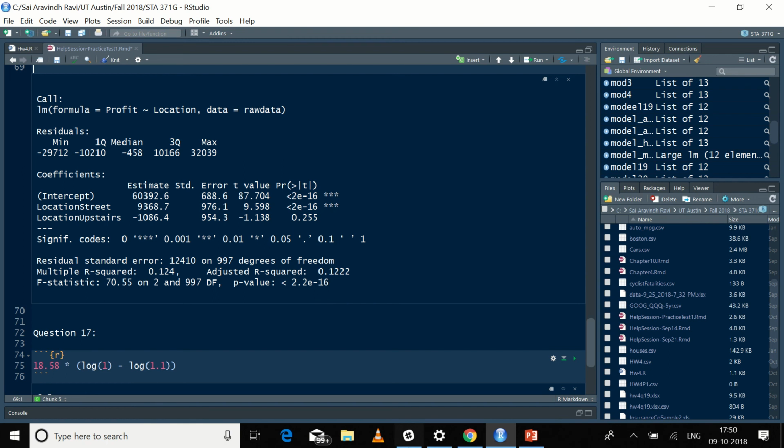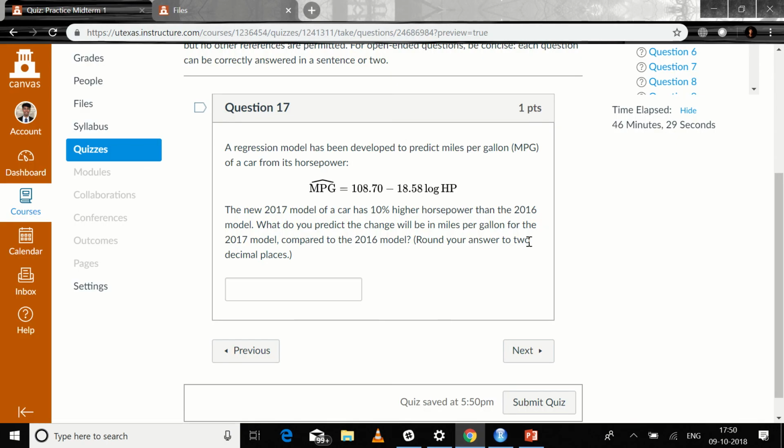Okay. All right. So I'll go to question 17. Someone had a question on that. So we're predicting miles per gallon using the regression line that you get, 108.7 minus 18.58 times log HP. So this is actually printed from R. So the log actually is a natural logarithm, and it's not log to the base 10.